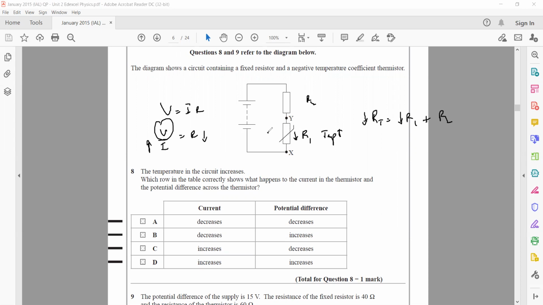because the resistance is less, less voltage will drop here. In comparison, more voltage will drop across R2. The sum of V1 and V2 will be the same; for any condition the sum will be the same. But what is happening? V1 is decreasing, so V2 should increase. So the potential across the thermistor will decrease, while the current in the circuit will increase. So C will be the right answer for question 8.